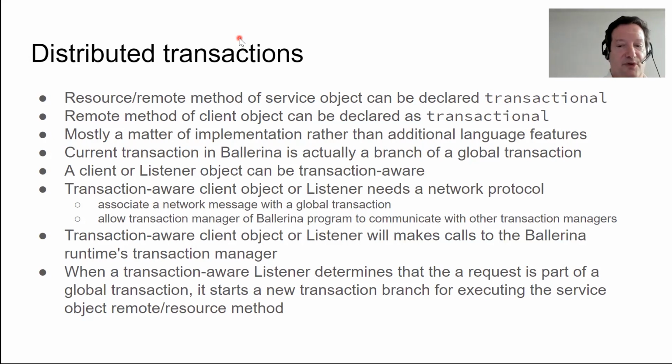At the language level, the important thing to understand is that if you've got a transaction-aware listener and it receives a network message that says it's part of a global transaction, that listener then has to create a new transaction branch and execute the service object in that transaction branch. So that service object will have a current transaction that is a branch of the global transaction.